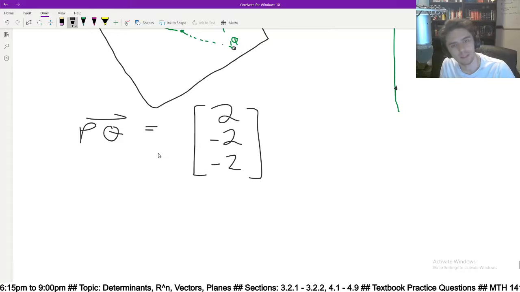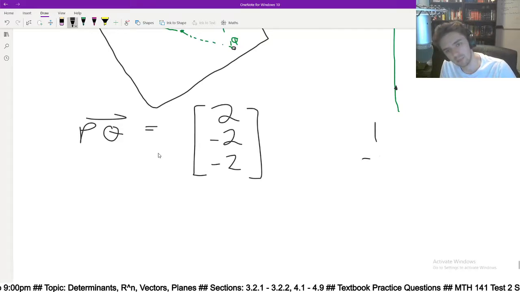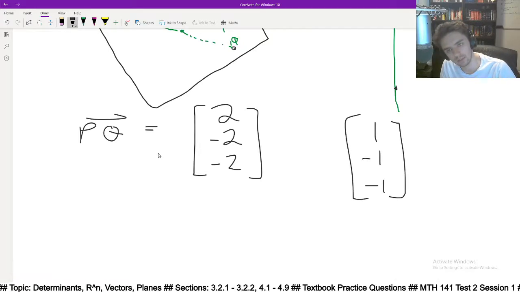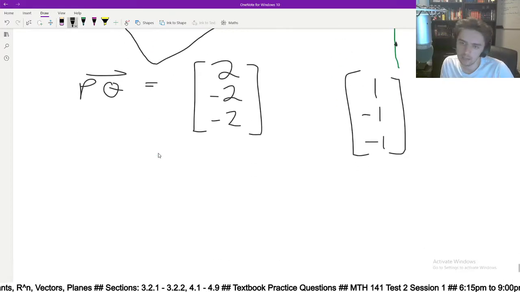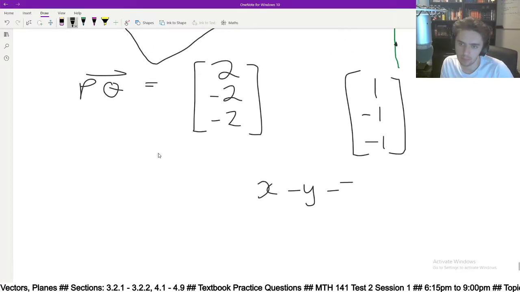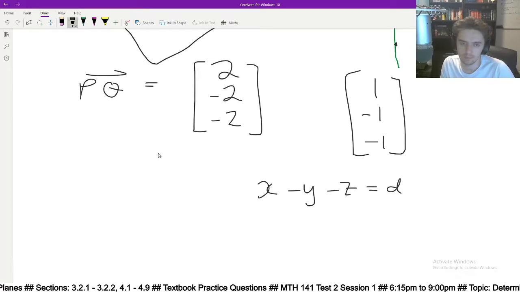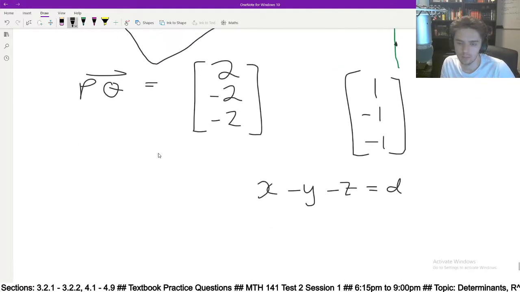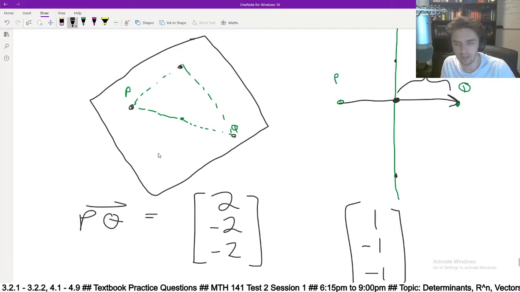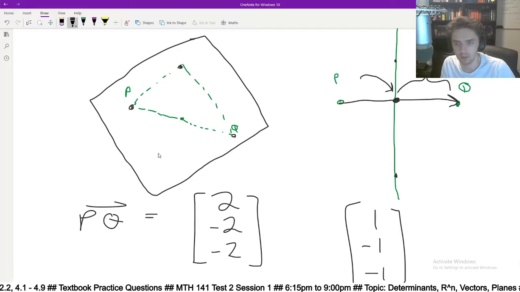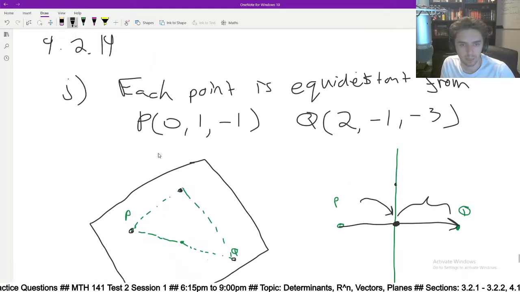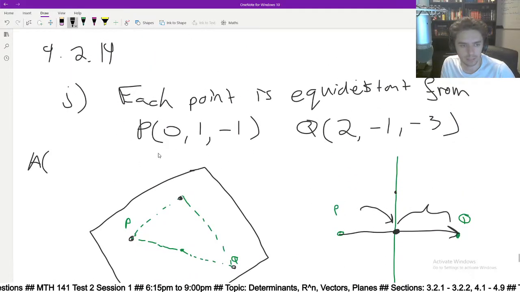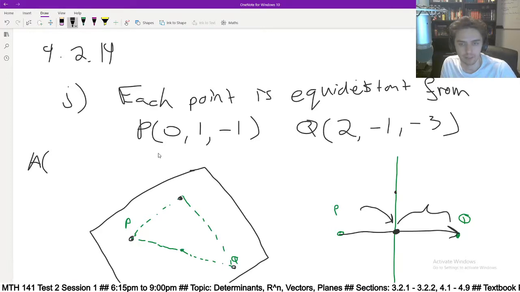So again, half of that would be this vector right there, and that is the normal. So it's going to be x minus y minus z equals d. Now we need to find d. We need to find a point on the plane. Well, the midpoint of P and Q, between P and Q, that's on the plane. And that midpoint, we'll call it A, is going to be the average of each component.